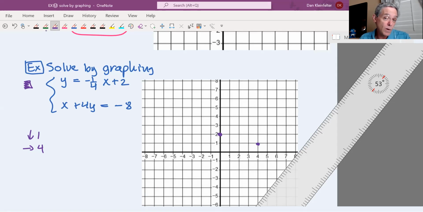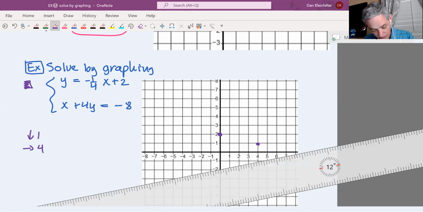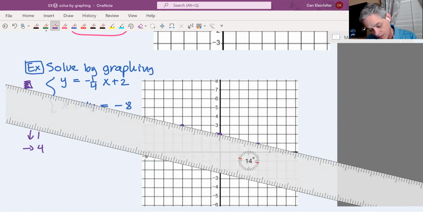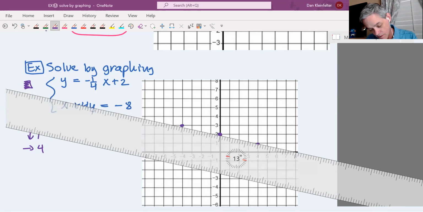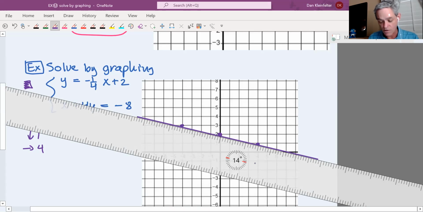I could have gone up 1 and left 4, though, right? Let me actually do that. Maybe that'll help make my graph better. Up 1 and left 4. Okay, all 3 of those points should be on the line. A little tricky to get that just right. Okay, well, hopefully that will do.